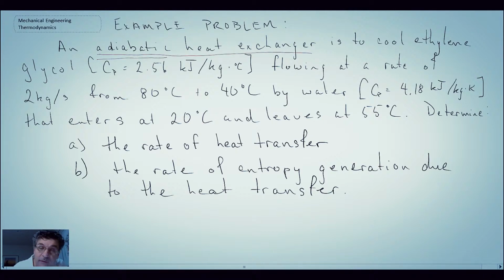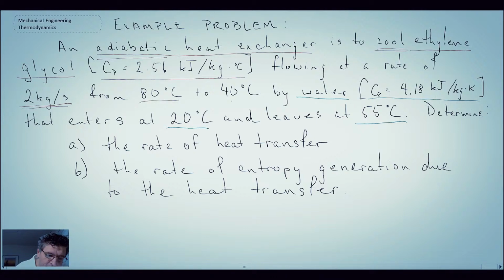We're dealing with two fluids. One is ethylene glycol, which is being cooled. We're given some property information and the mass flow rate of the ethylene glycol, and it is being cooled by another fluid, and that is water. We're given property information of the water. The ethylene glycol is going from 80 to 40. The water enters at 20 degrees C and exits at 55. And the mass flow rate of water has not been given for this particular problem.